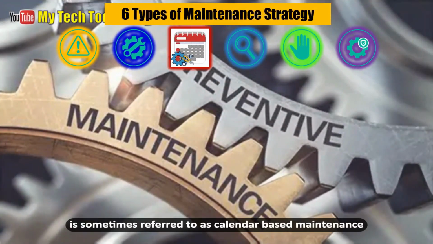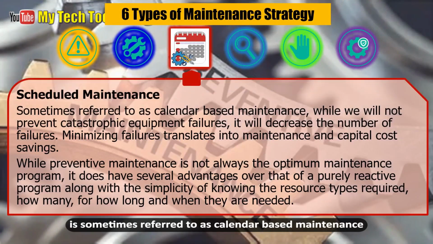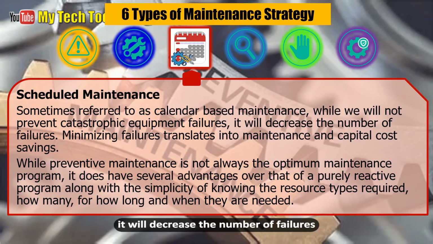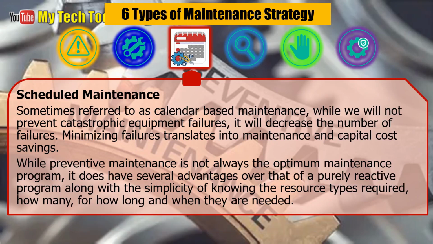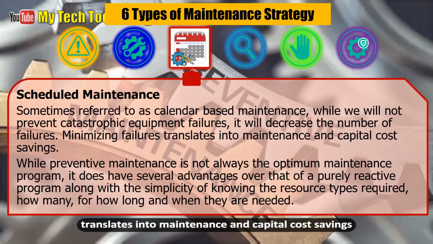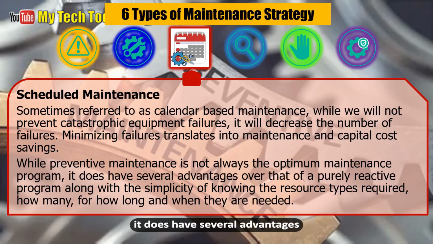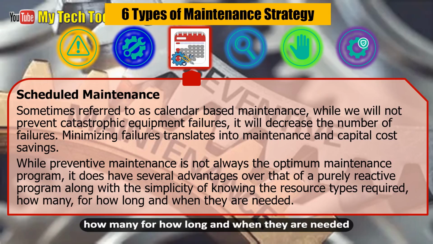Scheduled maintenance is sometimes referred to as calendar-based maintenance. While it will not prevent catastrophic equipment failures, it will decrease the number of failures. Minimizing failures translates into maintenance and capital cost savings. While preventive maintenance is not always the optimum maintenance program, it does have several advantages over that of a purely reactive program, along with the simplicity of knowing the resource types required, how many, for how long, and when they are needed.